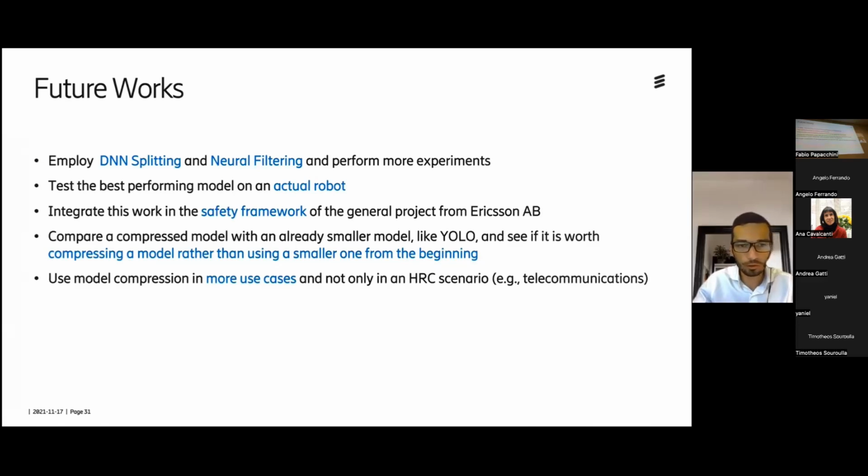And we also want to introduce model compression in more use cases and not only in an HRC scenario. And last but not least, to do some further investigation on semantic segmentation.